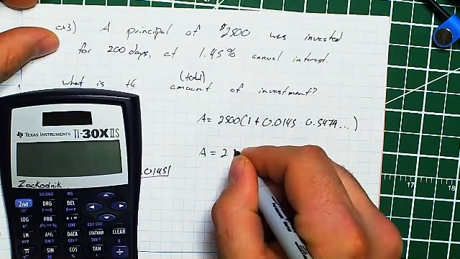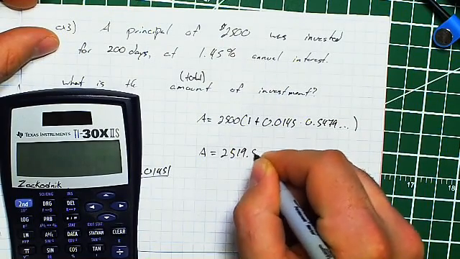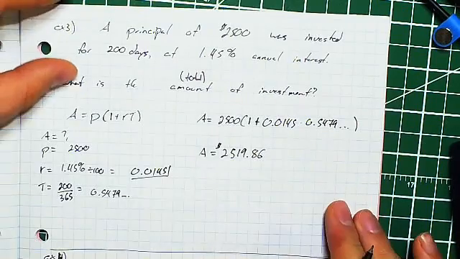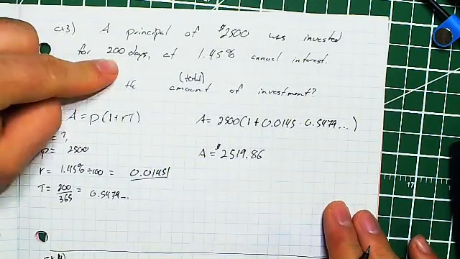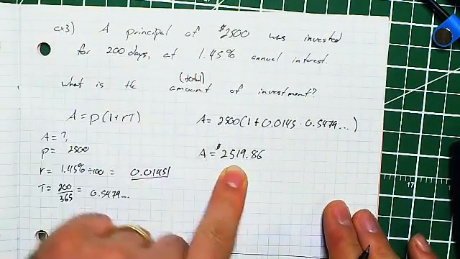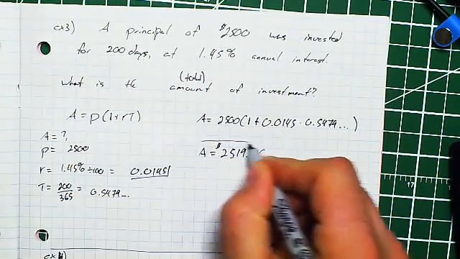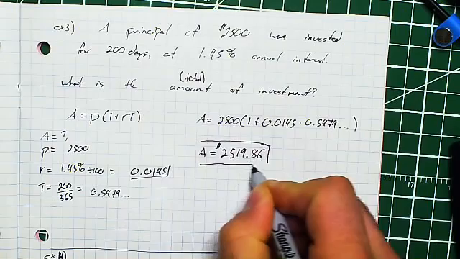So the total amount, after you've pulled out your investment, is you're going to walk away with $2,519.86. Which means after 200 days at 1.45%, you've made about $19, maybe $20.